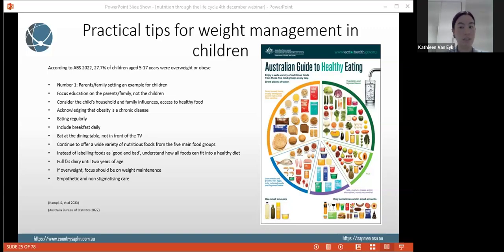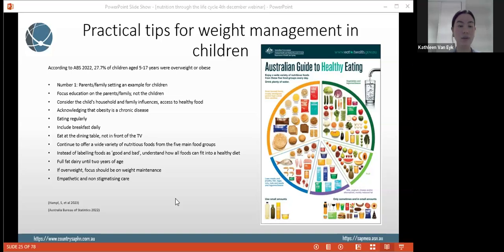Acknowledging that obesity is a chronic disease. Previously, it was looked at as almost putting the fault on the child or the parent. But now obesity is being seen as an actual chronic disease, and that's really important when providing education to the family and to the parents, and acknowledging that.